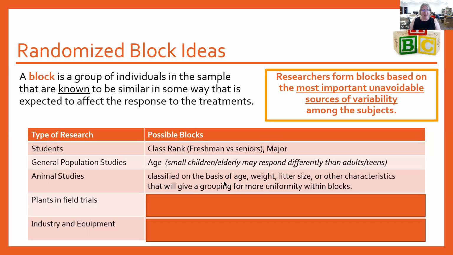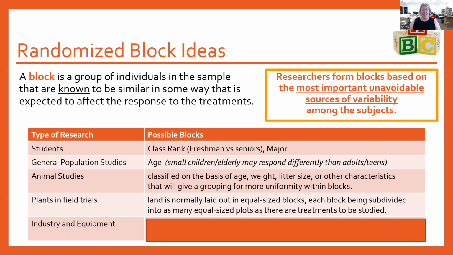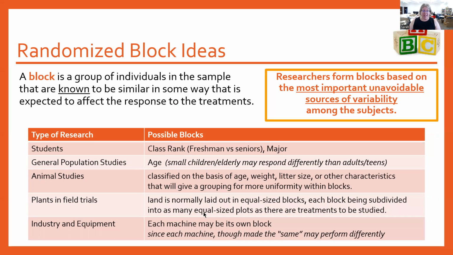If we're looking at plants, land is normally laid out in equal sized blocks, and then each block is subdivided into however many equal sized pieces you would need for each of the treatments. Industry and field: the plants in industry and field might be the ones that are a little more subject to a little bit of random assignment into the blocks. It'll kind of depend on how that's set up.